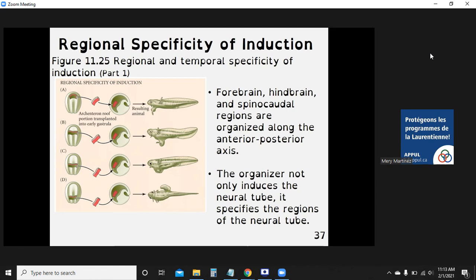So the organizer not only induces the neural tube, but it specifies which regions. Remember, these are defined already, so they are only going to develop the structures that they have committed to develop, even if we transplant them into an early gastrula individual.